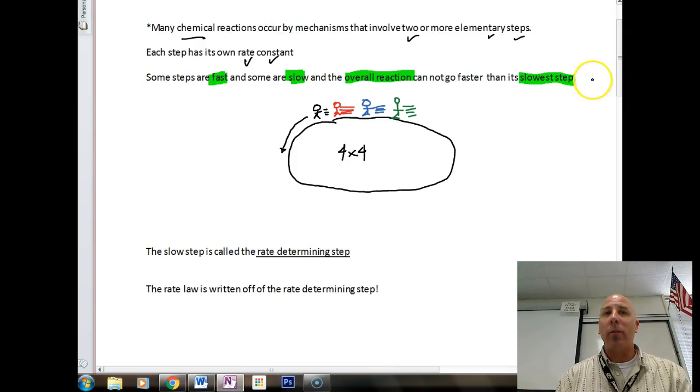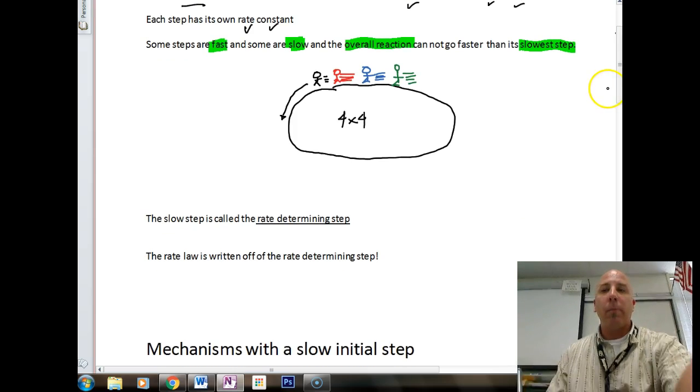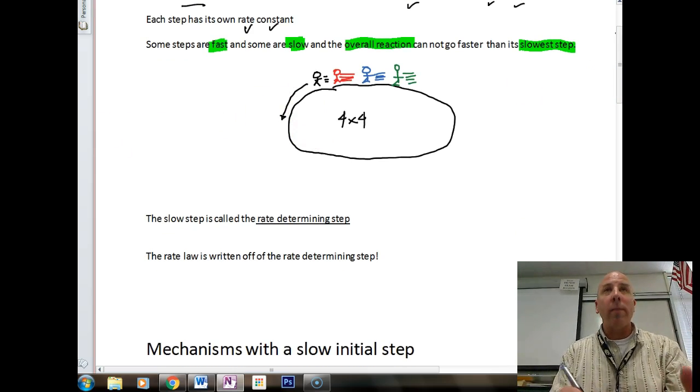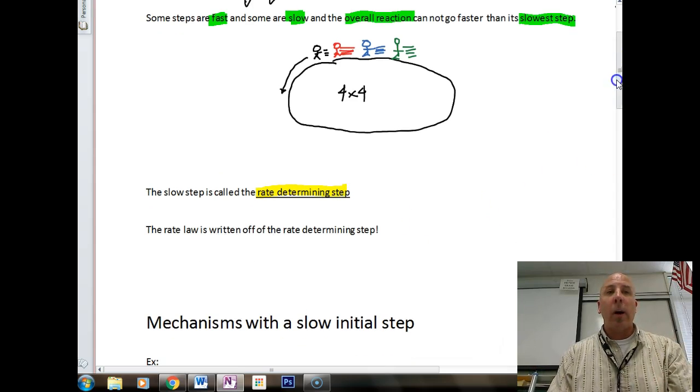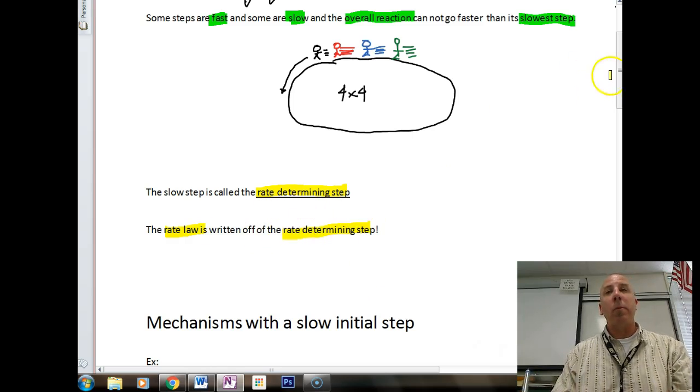So chemical reactions are kind of like this sometimes. If we have multiple steps, one of the steps can keep all the other steps from going quickly because it determines how fast the reaction goes. We call this slow step the rate determining step. And we're going to talk about how we can write our rate law off of the rate determining step, which is typically the slow step.